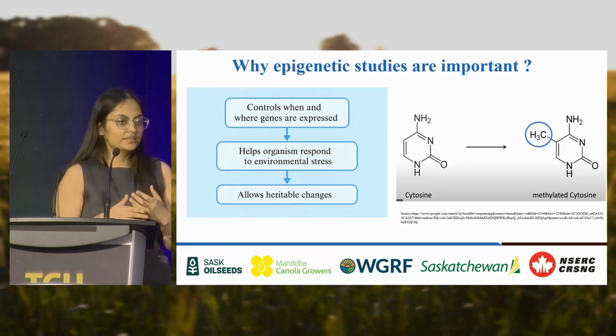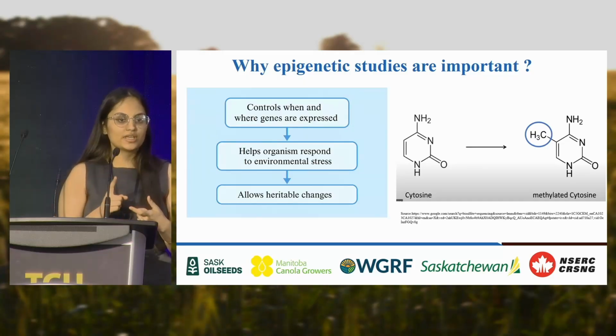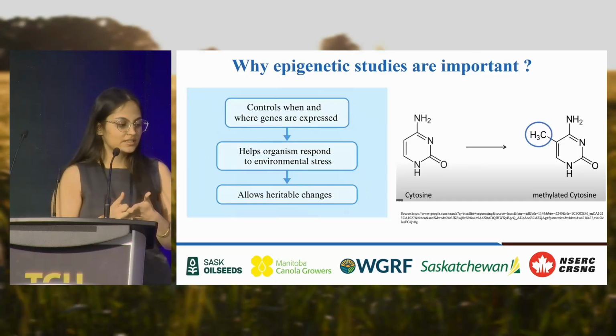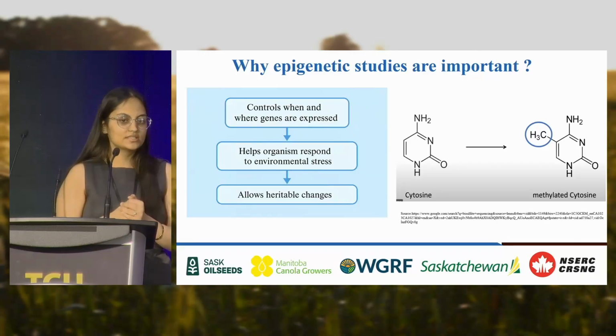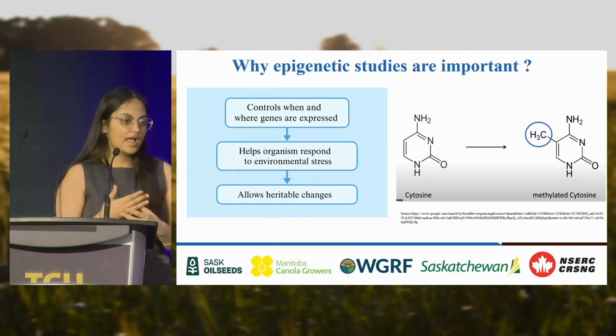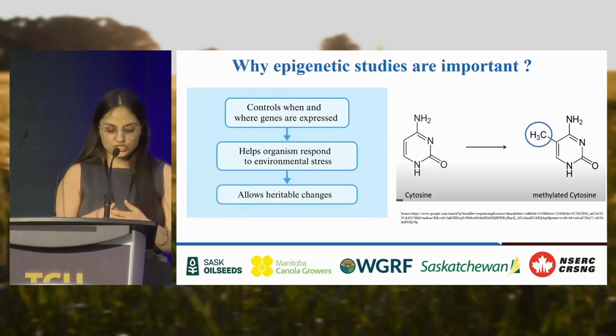So basically, it controls which gene has to be expressed and when it has to be expressed. It also helps organisms respond to environmental stresses, making them more resilient. And it also allows for heritable changes.